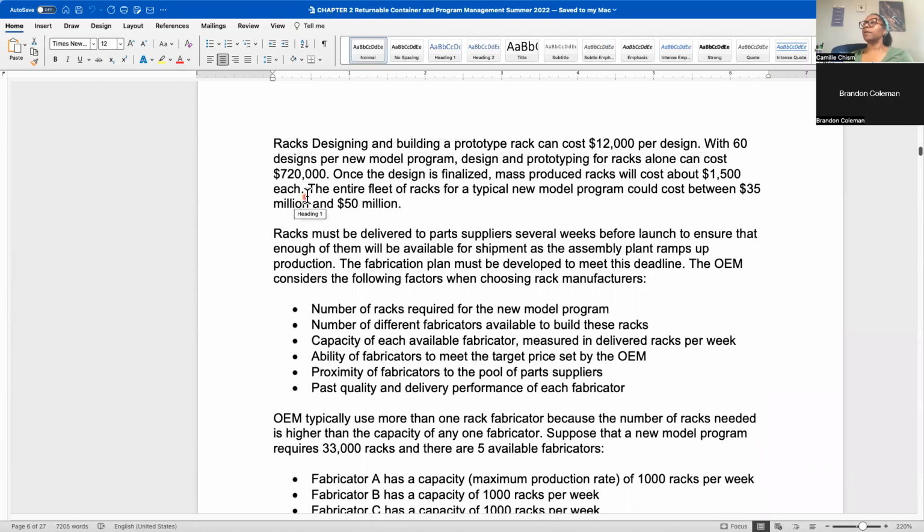So now we spent $720,000. Let's see if that works. $720,000 just for the design of the racks. Okay, that doesn't count the actual cost of the $1,500 per rack times the number of racks needed. So just for the design, you're paying $750,000.